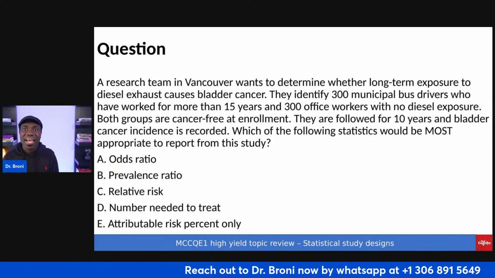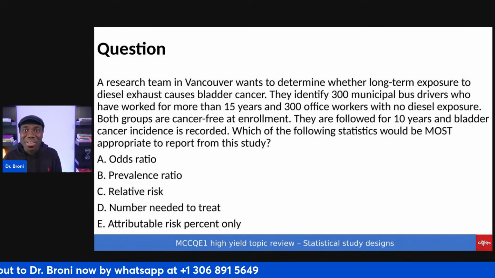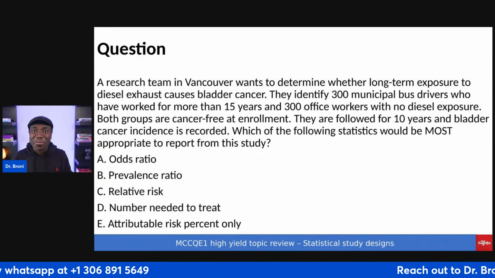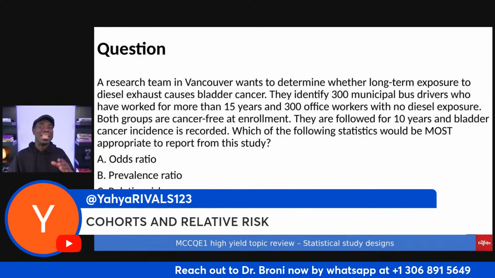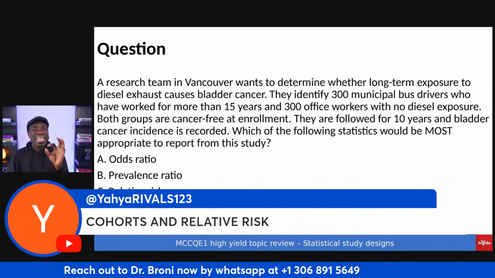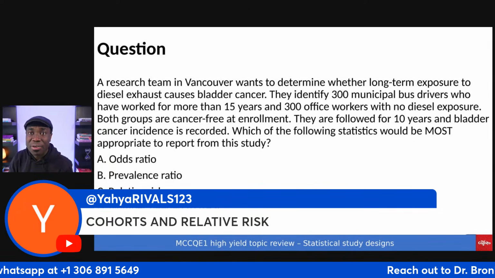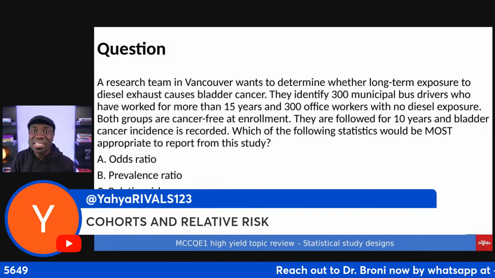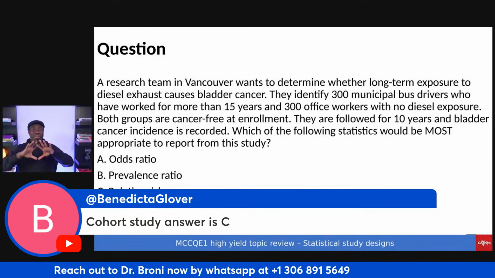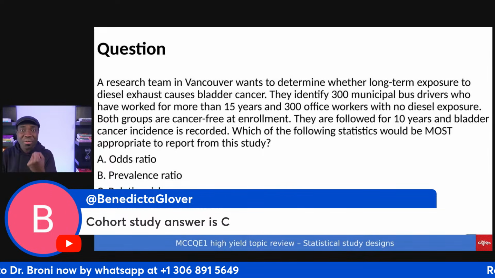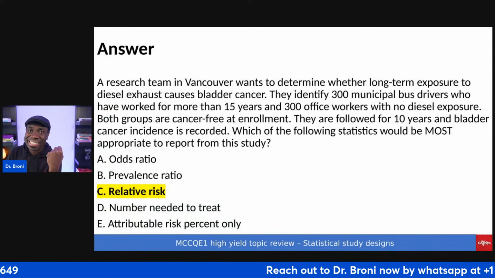Wow, you see what the doctors are doing because they've learned so much. A lot of people are going for C, but let me show you what some guys are doing. This doctor said cohorts and relative risk. So he has even been able to identify the study design and the statistic you can draw out of it. This other doctor also said cohort study. Well, it's a cohort study because we are starting from people who don't have the disease, and then we are drawing the relative risk from it. So it looks like a lot of people are going for C, and the correct answer is definitely C.